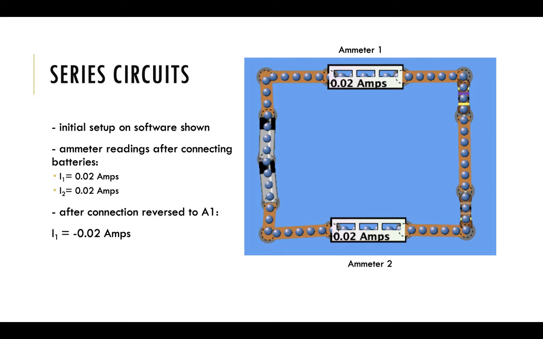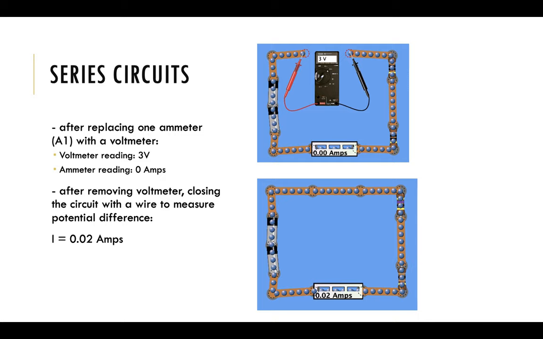The ammeter readings after connecting the batteries read as 0.02 amps on both ammeters. After the connection was reversed, the first ammeter read negative 0.02 amps. After replacing the first ammeter with a voltmeter, the voltmeter read 3 volts and the ammeter read 0 amps. After removing the voltmeter and closing the circuit with a wire, the ammeter once again read 0.02 amps.